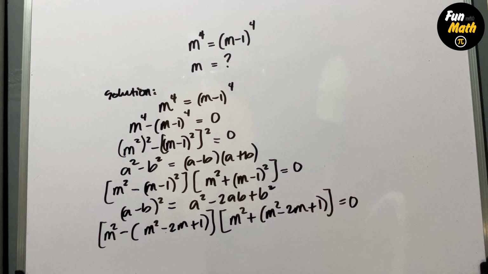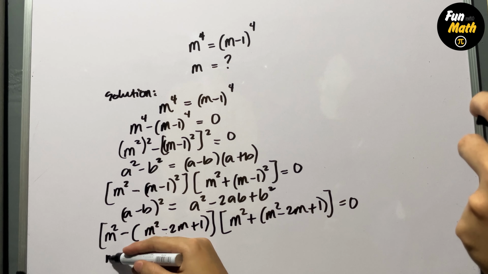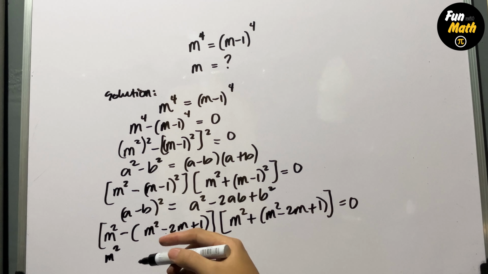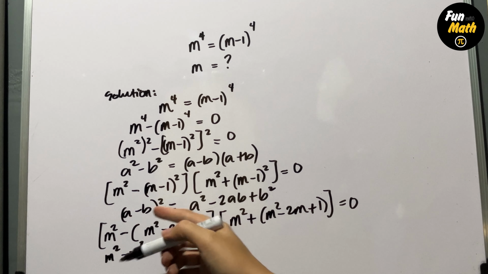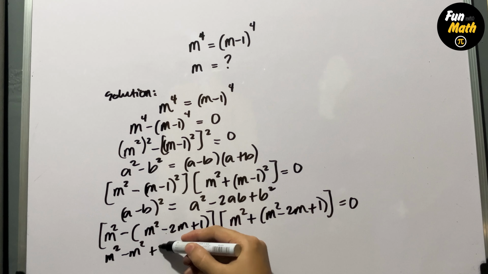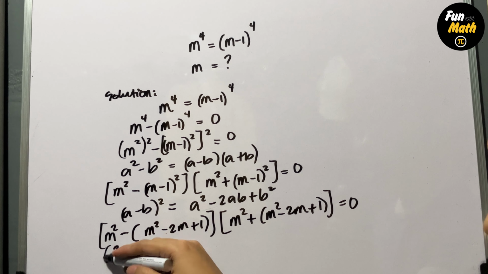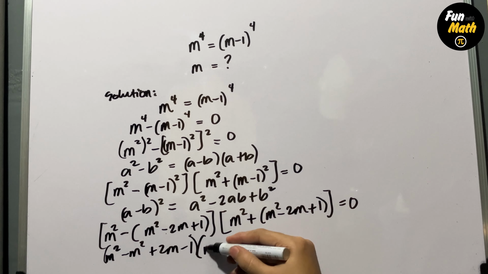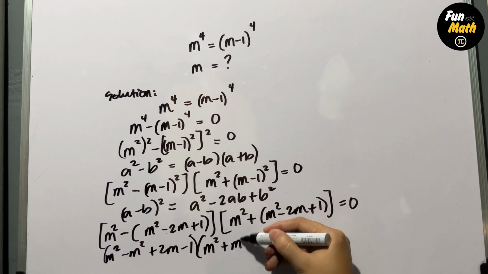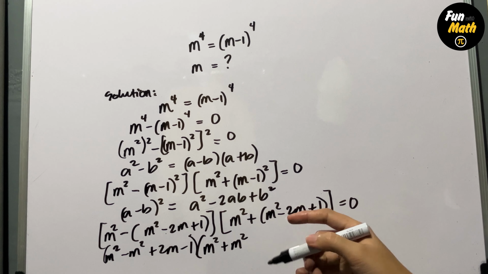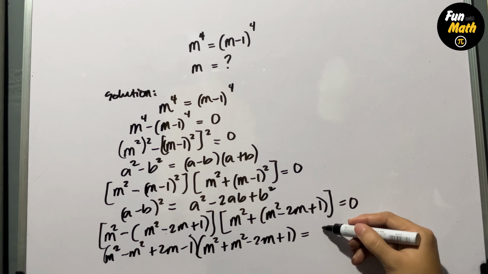equals 0. Now we can multiply this negative inside. So this is now m squared, negative times m squared, that is negative m squared, negative times negative 2m, that is positive 2m, negative times positive 1, that is negative 1, times m squared, positive times m squared, that is positive m squared, positive times negative 2m, that is negative 2m, positive times 1, that is positive 1, equals 0.